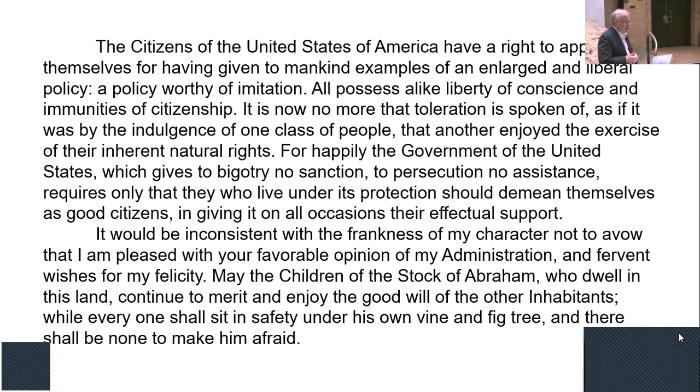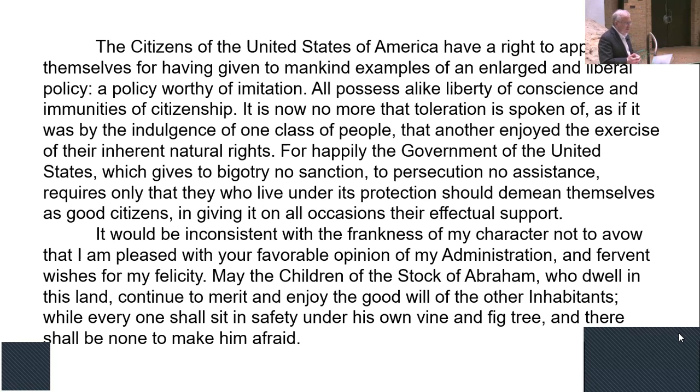He said, "The citizens of the United States have a right to applaud themselves for having given to mankind examples of an enlarged and liberal policy, a policy worthy of imitation. All possess alike liberty of conscience and immunities of citizenship." Remember, this is Washington, the slave owner. Well, keep that in mind. "It is now no more that toleration is spoken of as if it was by the indulgence of one class of people that another enjoyed the exercise of their inherent natural rights." We're not just tolerating you. This is you living as a full equal citizen.